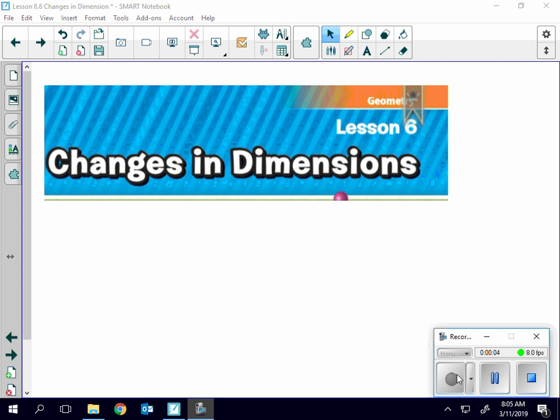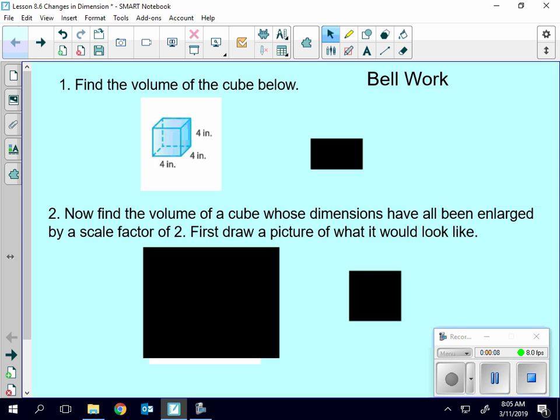This is lesson 8.6, changes in dimension. The bell work is to first find the volume of the cube below, which is 4 by 4 by 4. And then number 2, you want to find the volume of a cube whose dimensions have all been enlarged by a scale factor of 2. It says first draw the picture of what it would look like, and then of course find the volume.